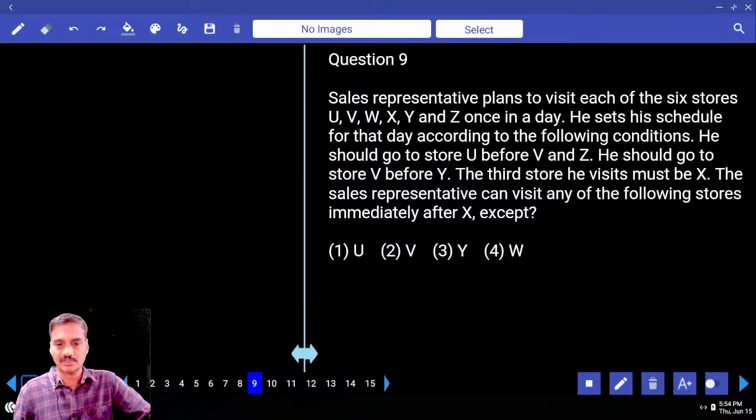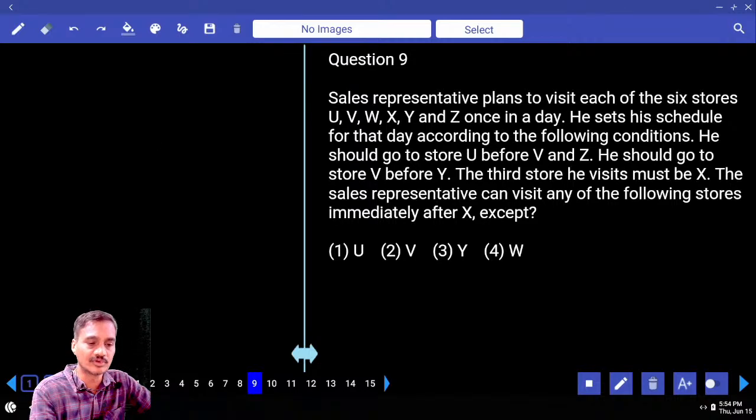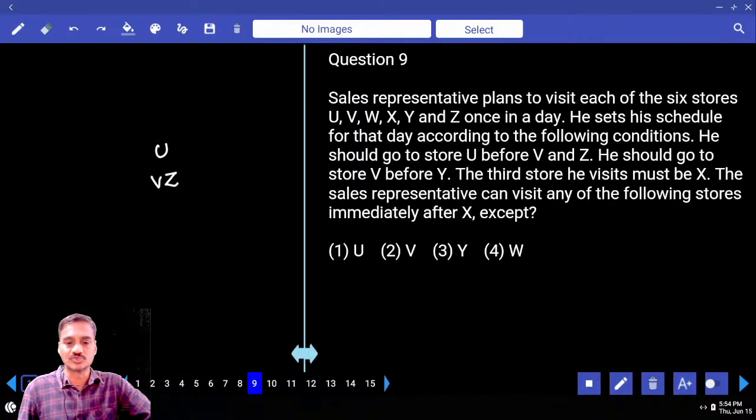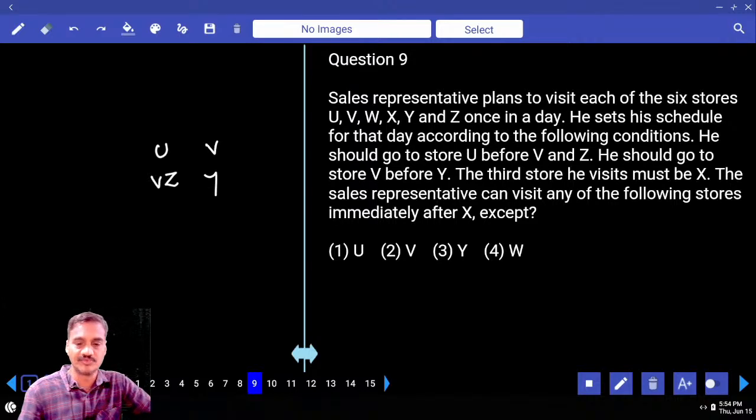Now the 9th one. A sales representative plans to visit each of the 6 stores once in a day. He sets his schedule for that day according to the following conditions. He should go to store U before V and Z. And he should go to store V before Y. And the third store he visits must be X.